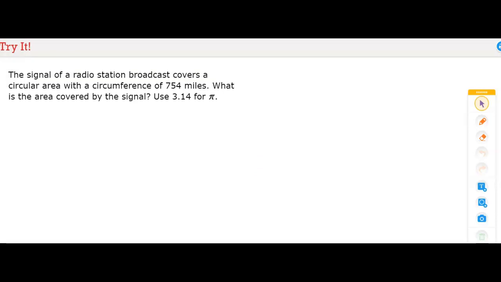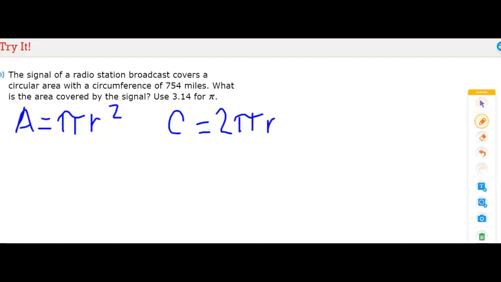The signal of a radio station broadcast covers a circular area with a circumference of 754 miles. What is the area covered by the signal? This is another multi-step problem, so let's think this through. They're asking us for the area, and we know the formula for the area of a circle is pi r squared. We don't know the radius. We know pi. They tell us to use 3.14. So we know that, but we don't know what the radius is. But we can find the radius.